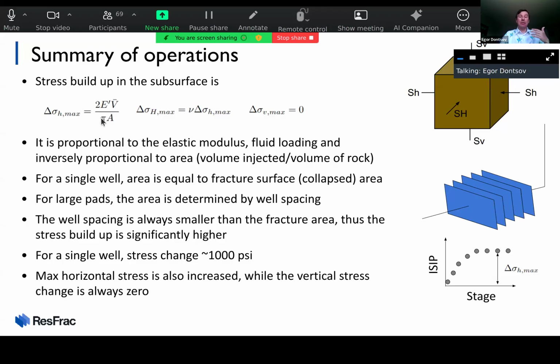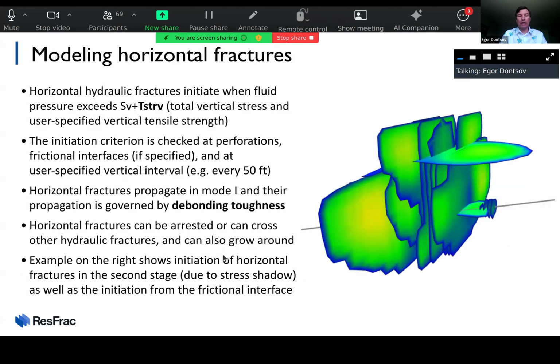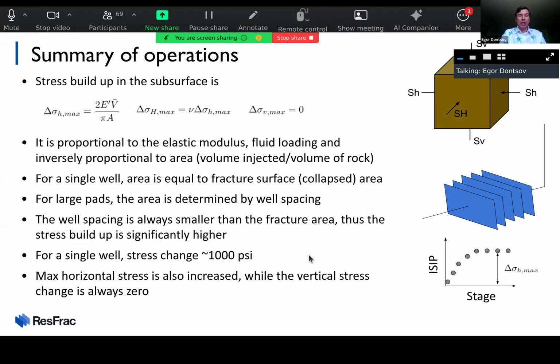But it makes sense. My point here is that it's fluid loading, the amount of fluid we inject, that controls how much stress we change in the formation. And so the more we change, the more likelihood of horizontal fractures we will have, basically. And these stress buildups are not negligible. It could be 1,000 psi and maybe a few MPa, 7 MPa like in this estimate, but it could be plus minus. And this is, by the way, for a single well.